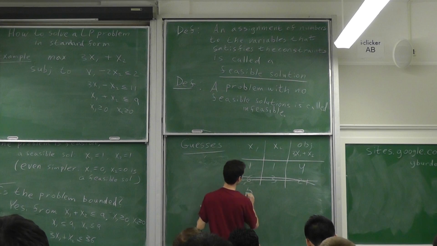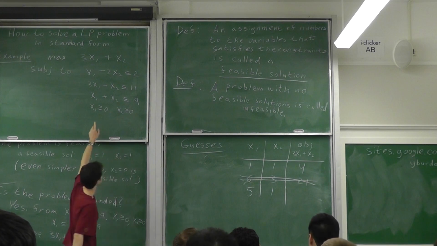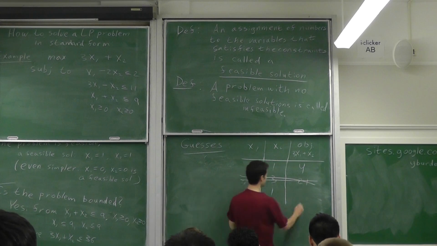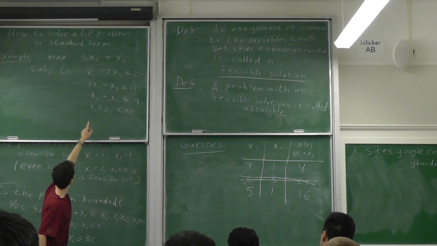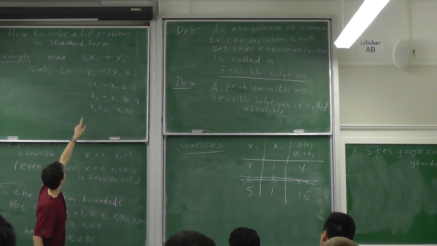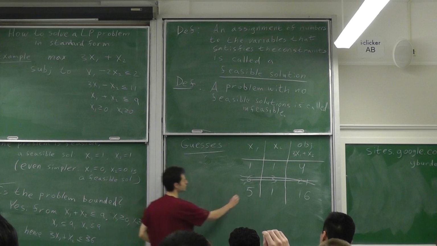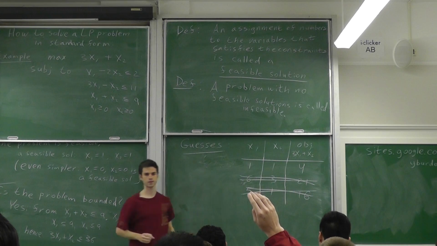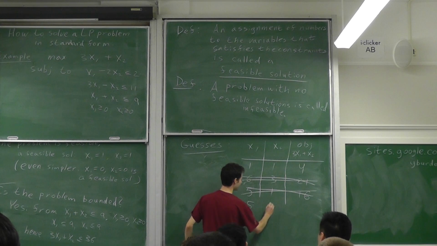So let's make this actually work. So 5, 1, let's see. The objective function, first of all, is 16. The constraints, 5 minus 2 times 1. First constraint doesn't work. So once again, no. 5, 4. Okay.